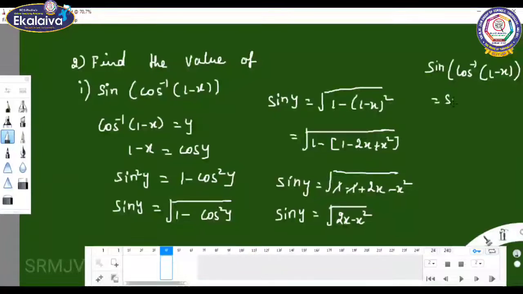So what is the value of sine of cos inverse of 1 minus x? It equals sine y. What is the value of sine y? Root of 2x minus x square.